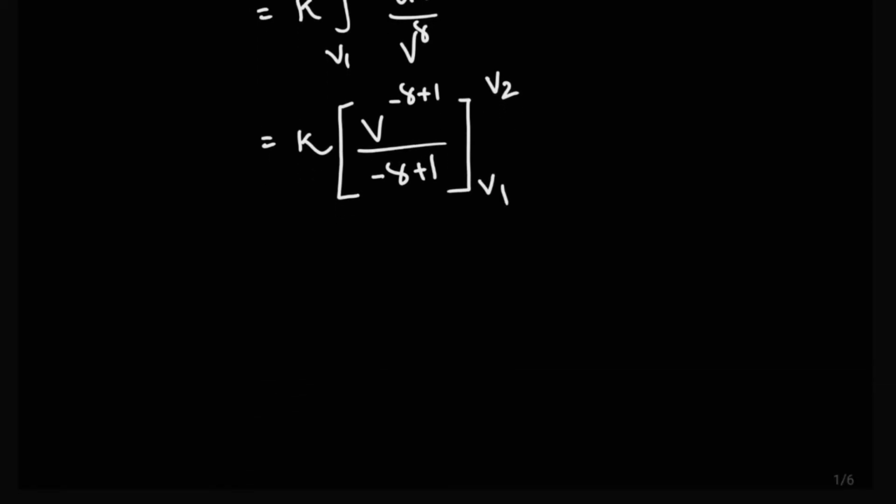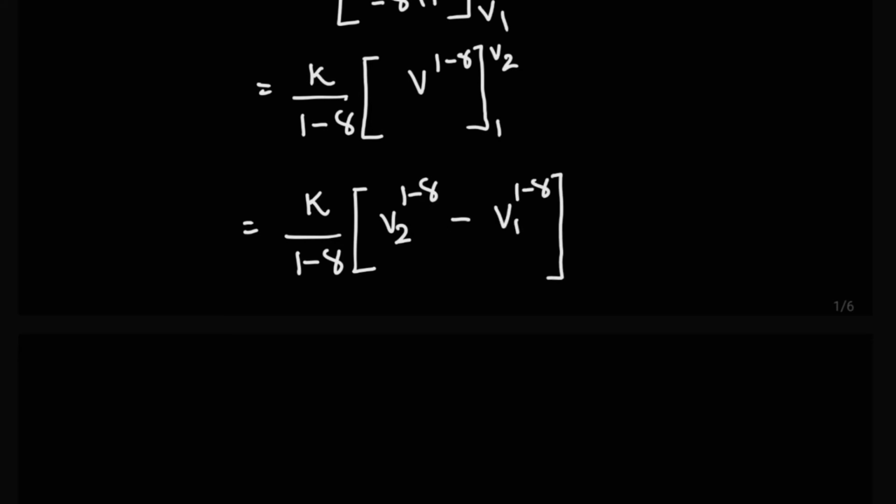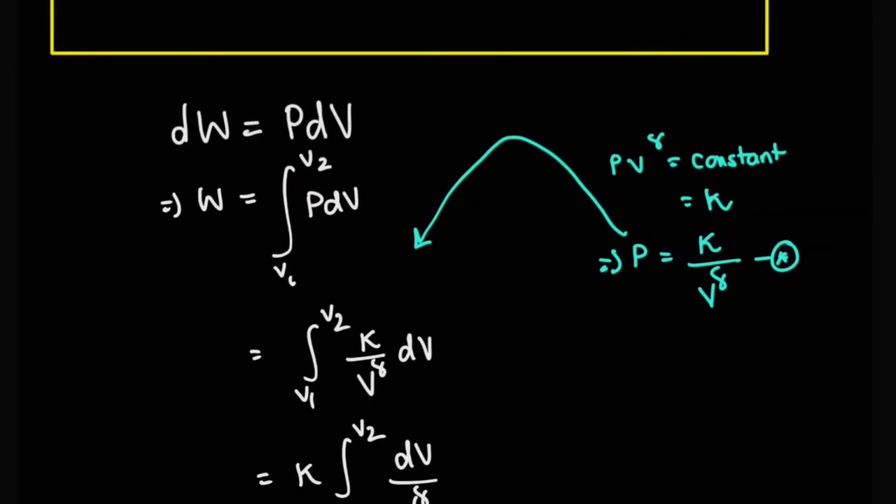All right. So now we can write this as, and now we just input V2 and V1, which are the limits over here. So we have, okay, so this has been simplified, and now we have come to know that this K over here is basically PV to the gamma.